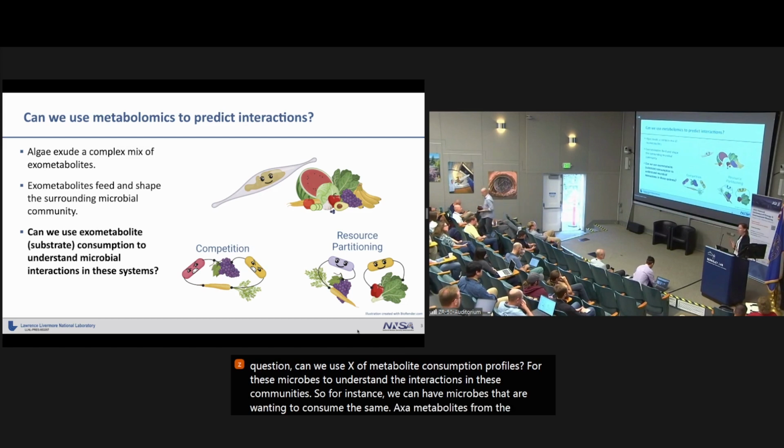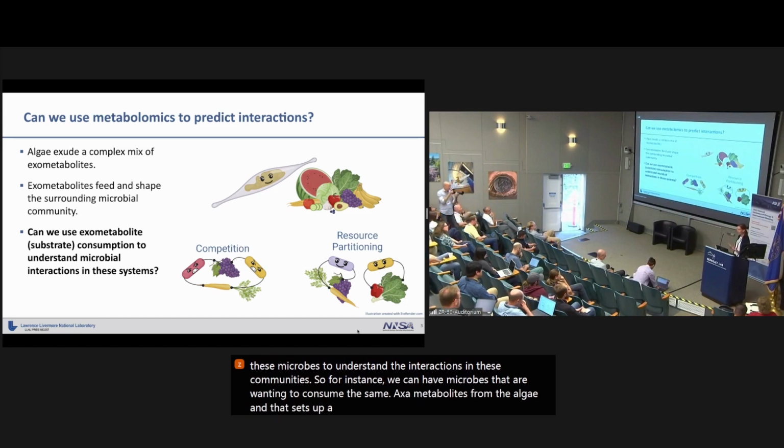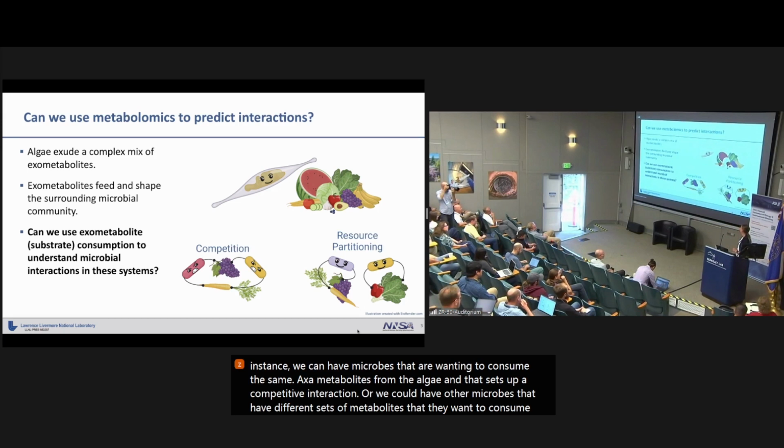For instance, we can have microbes that want to consume the same exometabolites from the algae, and that sets up a competitive interaction. Or we could have other microbes that have different sets of metabolites that they want to consume, setting up more of a resource partitioning.